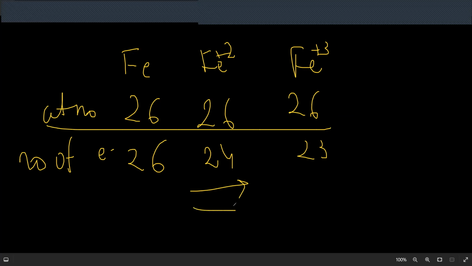The number of electrons decreases as we go from here to here. Shielding effect decreases because the number of electrons have decreased. Effective nuclear charge increases because shielding effect decreases. Nuclear attraction on valence shell increases because either we have lost a shell or we have decreased the number of electrons, and radius decreases.